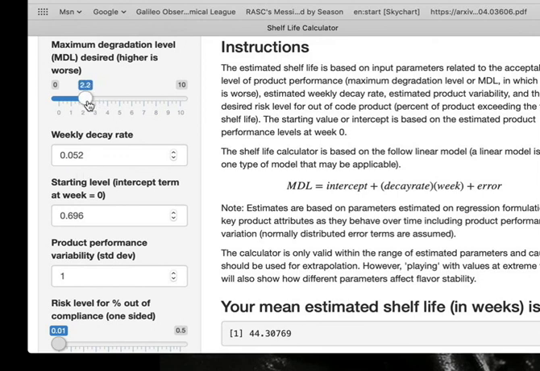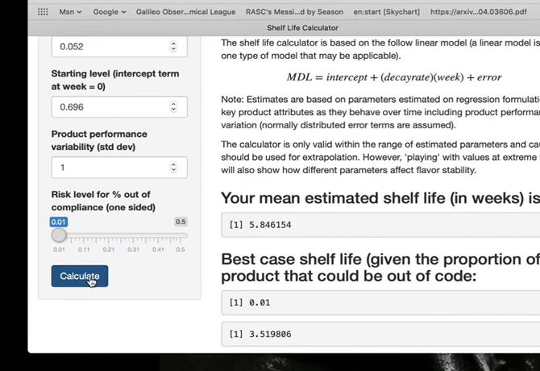You can change your degradation level to lower, say no more than a 1, and recalculate, and you can see that you're going to have a very short shelf life, so you're going to have to sell very quickly and consume very quickly as well. So a lot of factors are involved here, and this what-if calculator will be very helpful in determining the parameters you need to adjust.